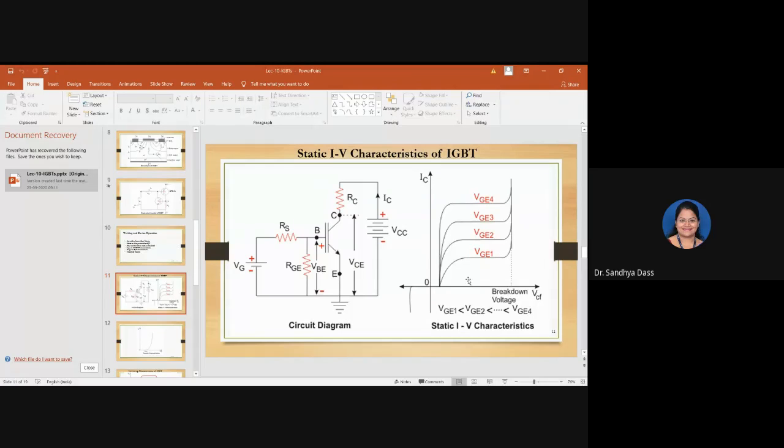Whereas in IGBT, since we know that the input parameter that is controlling the device is the voltage at gate terminal, here the parameter that is kept constant is VGE, all right? So the plot also resembles that of the BJT, but here the constant parameter is VGE, the gate to emitter voltage. All right, IC versus VCE.